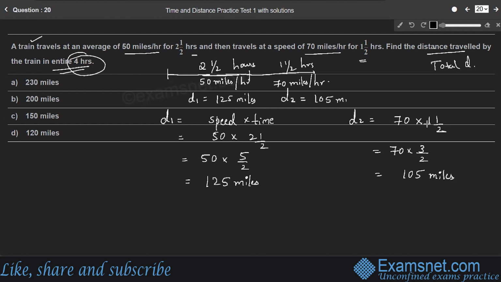The question is the distance traveled by the train in the entire 4 hours. That means the total distance is D1 plus D2. 125 plus 105 is equal to 230 miles. 230 miles is the total distance traveled by the train. Hence, option A is the right answer.